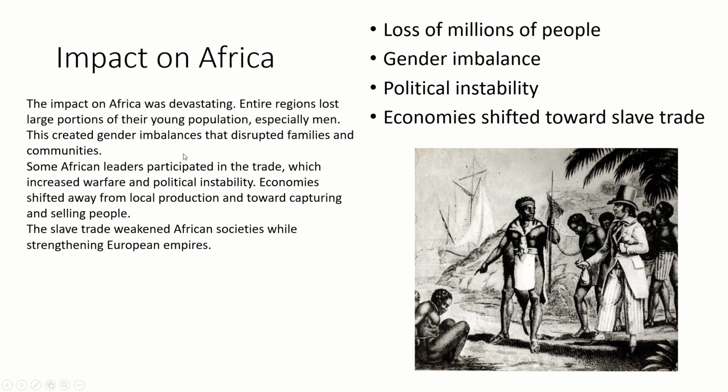Impact on Africa. The impact on Africa was devastating. Entire regions lost large portions of their young population, especially men. This created gender imbalances that destroyed families and communities. Family groups were disrupted. Some African leaders participated in the trade, which increased warfare and political instability. Economies shifted away from local production and toward capturing and selling people. The slave trade weakened African societies while strengthening European empires.